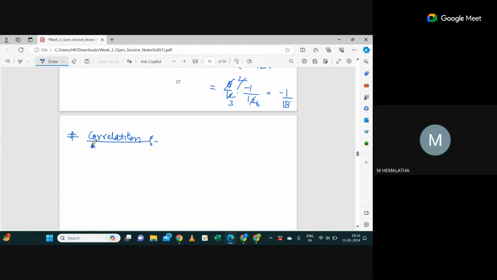How one variable is related to the other variables. Height and weight, sir. It gives how one affects the other. Yeah, any other thought? How one affects the other. Yeah, that is the meaning of association.